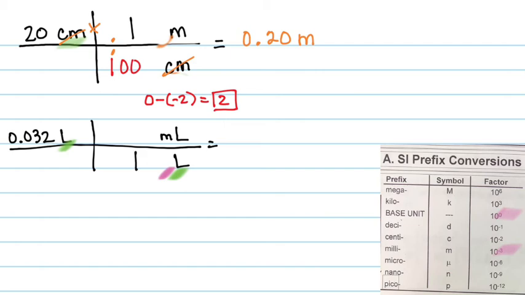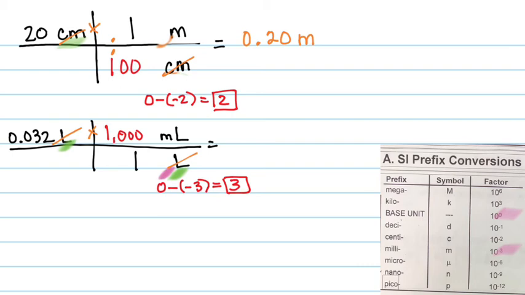Step number 4, we find the difference in exponents. The base is larger, so 0 minus negative 3 is 3. Step number 5, we put 3 zeros behind a 1. So a 1 with 3 zeros, that's 1,000, next to my smaller unit, right there. And now we're ready to solve. Liters cancels.